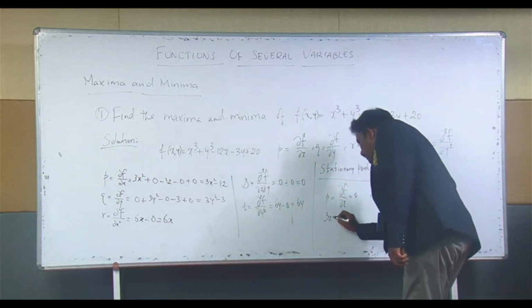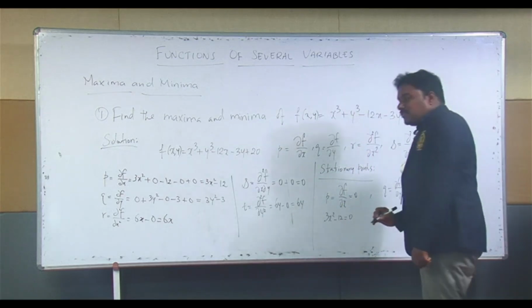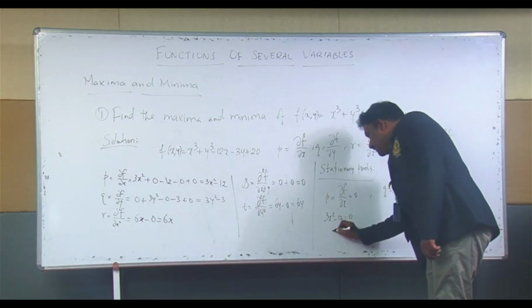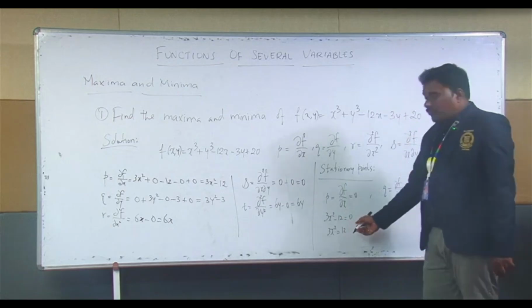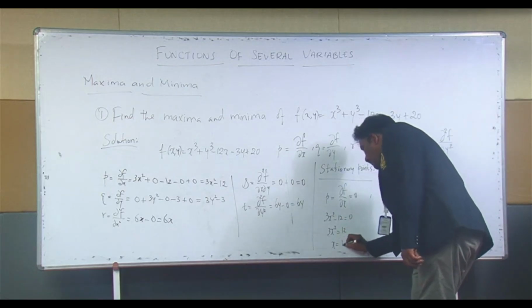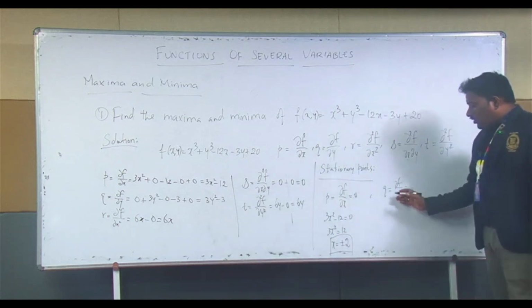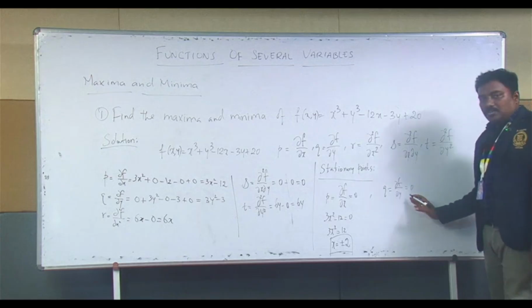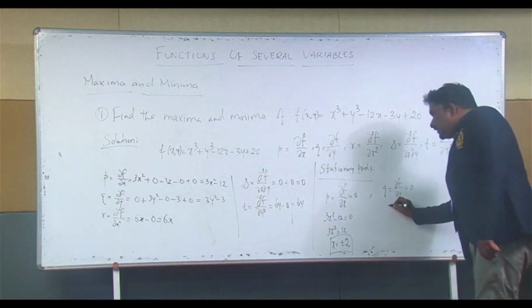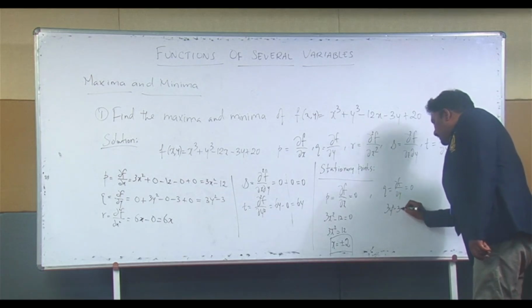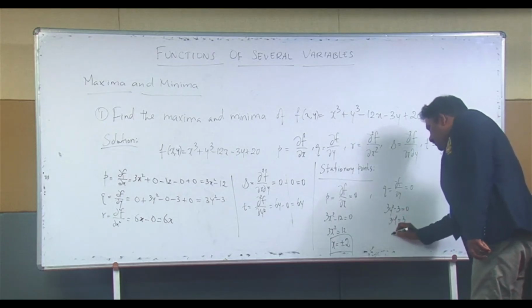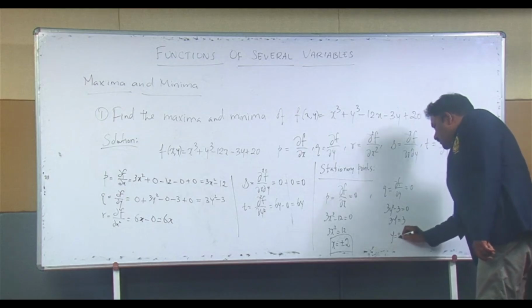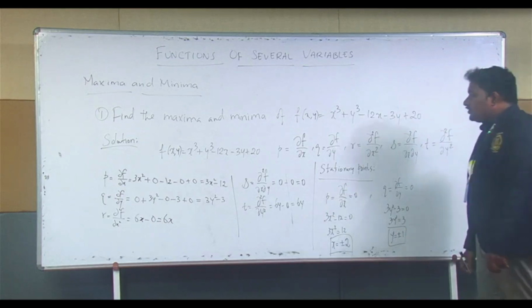3x square minus 12 equal to 0. So by solving them we will get x square equal to 12 by 3, and we can cancel, it becomes 4. So x value will become plus or minus 2. Now for q equal to dou f by dou y equal to 0, the value of dou f by dou y is 3y squared minus 3, which is 0. So we can write it as 3y squared equal to 3. By solving them I will get y equal to plus or minus 1.